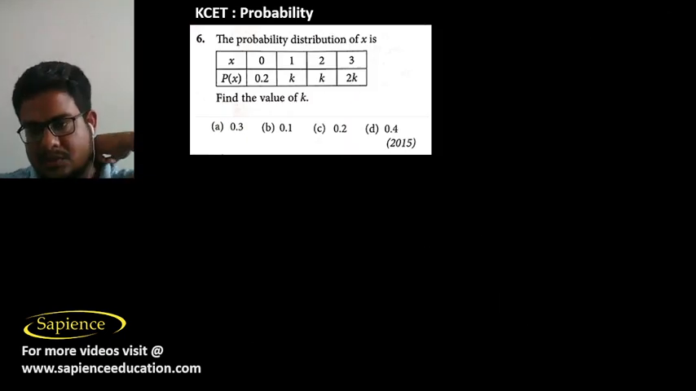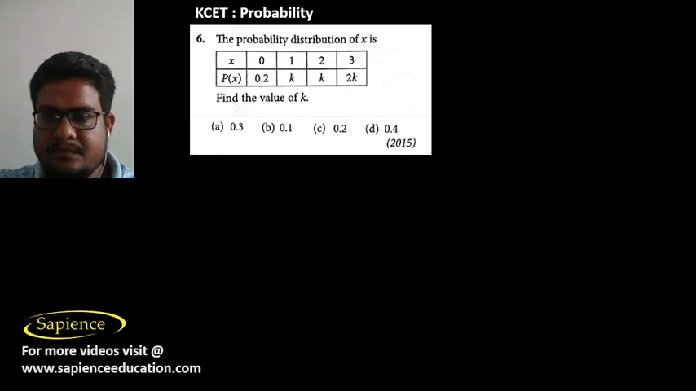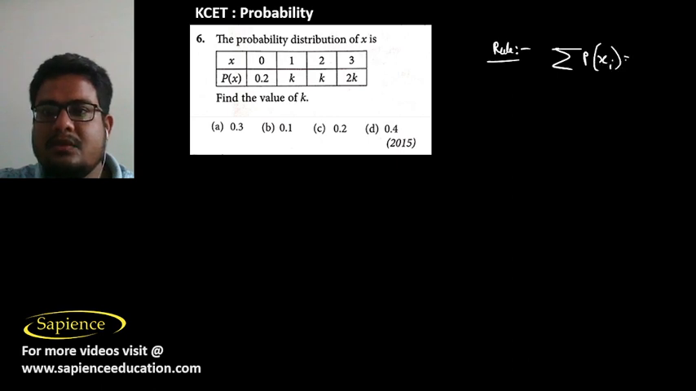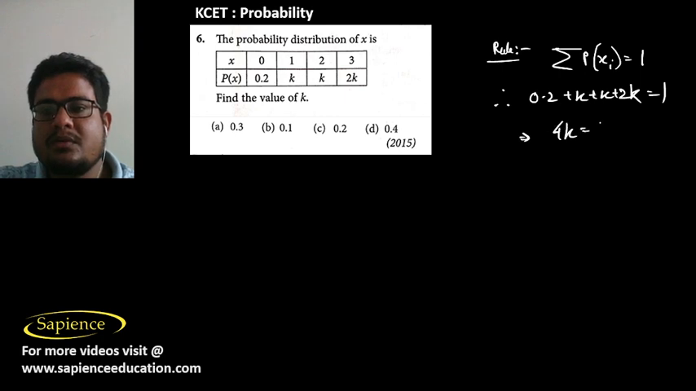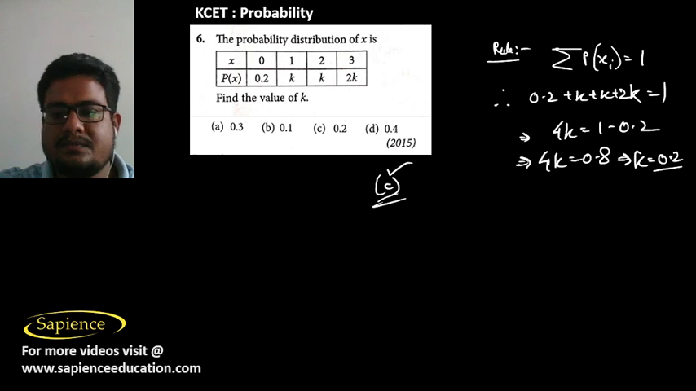Then in question number 6, it is told the probability distribution of the random variable x is given, then find the value of k. Here the rule is the summation of p(xi) should be equal to 1. The sum of all the probabilities should be equal to 1. Therefore, 0.2 plus k plus k plus 2k should be equal to 1. So it will be 2k plus 2k, that is 4k. 4k will be equal to 1 minus 0.2, that is 0.8. So 4k is equal to 0.8, so k should be equal to 0.2. So option C is the correct answer.